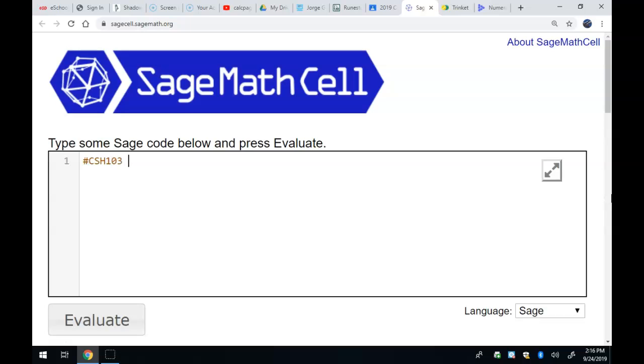Let's put in what we're doing. Defining functions. And let's put in the date, 2019-09. Was it 2-4 today? And my name. Okay. All right, so here's number 5.